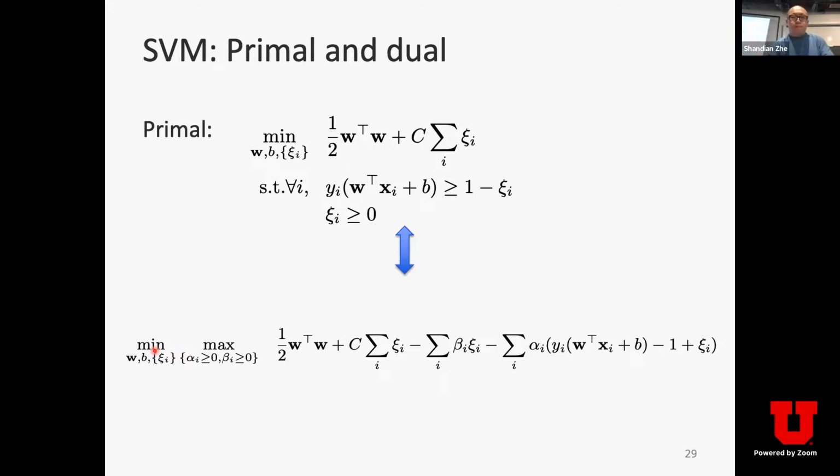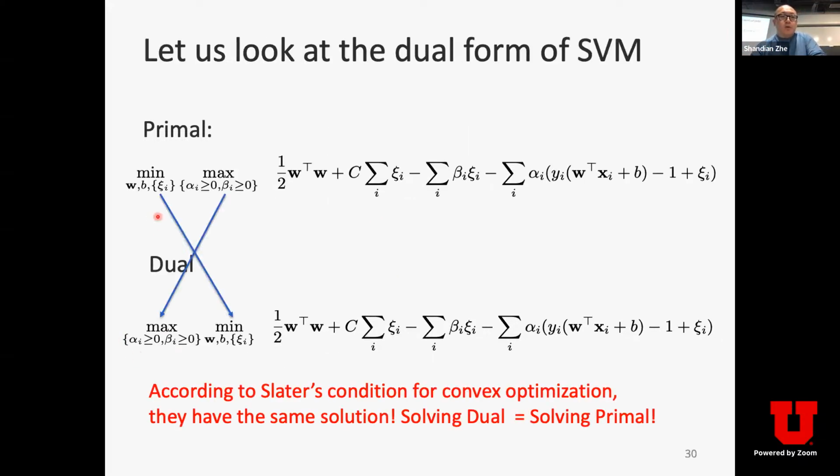Okay. So now we know that to get the dual form, we just need to switch the order of max and min. Right? The Lagrange function doesn't change at all. But in the inner level, we're going to first minimize the Lagrange function with respect to model parameters, including w, b, and slack variables xi_i. Okay? And then in the outer level, we do the maximization with respect to non-negative multipliers, alpha i's and beta i's. Okay? And according to Slater's condition for convex optimization, the primal and dual forms have the same solution. That's basically what I just mentioned.